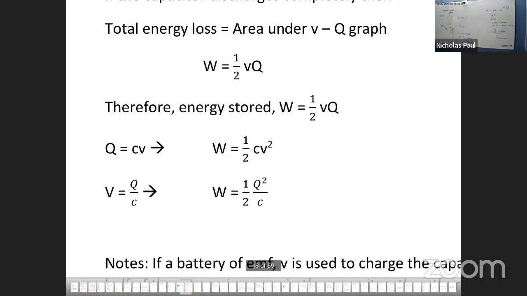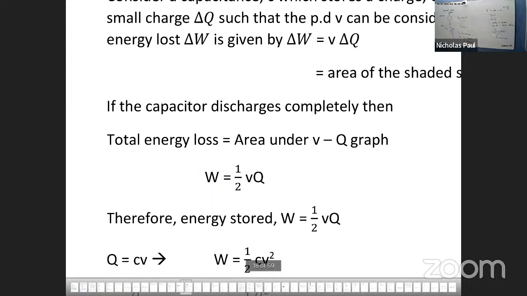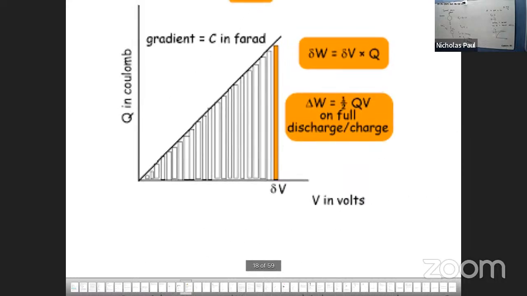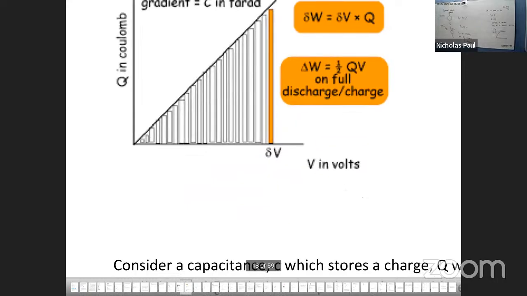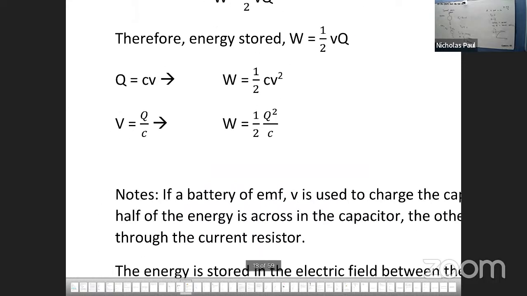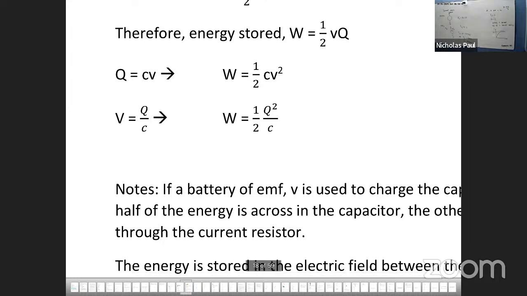Here you will see energy stored and energy lost looking like the same formula. Half QV. And there you have two other versions: W is equal to half CV squared, or W is equal to Q squared on 2C.